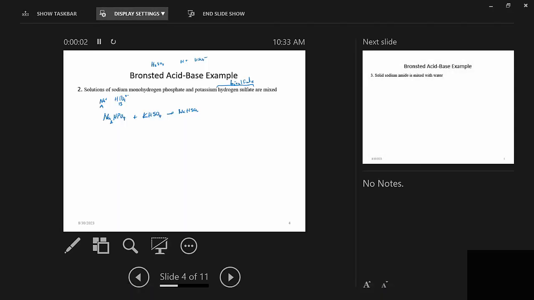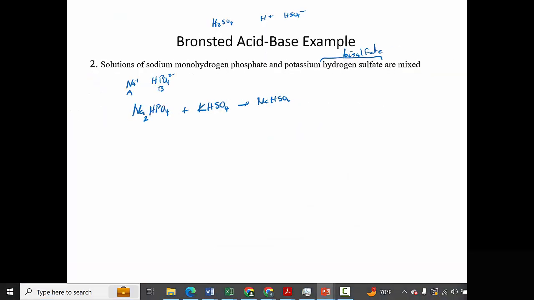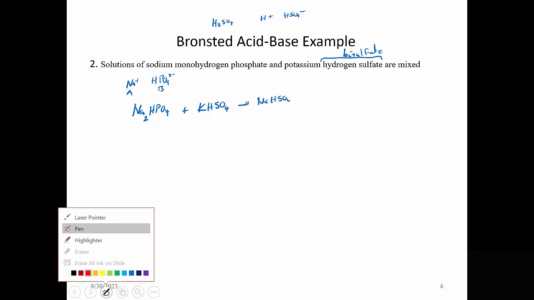All right, so this is the sodium salt. Anyway, the potassium salt, and we end up forming NaHSO4. And what's the other product?